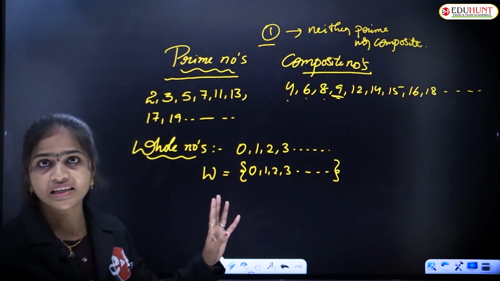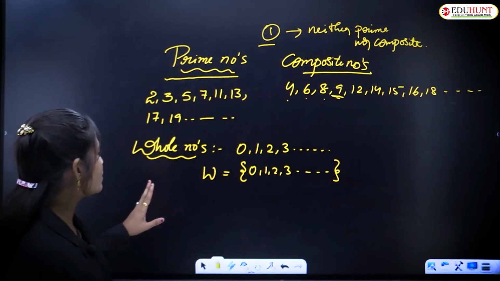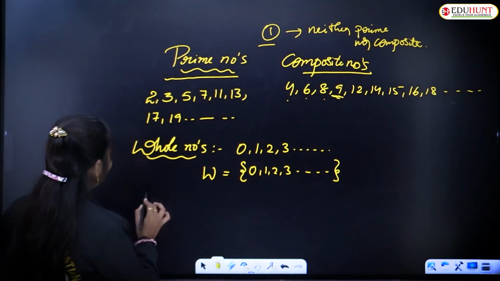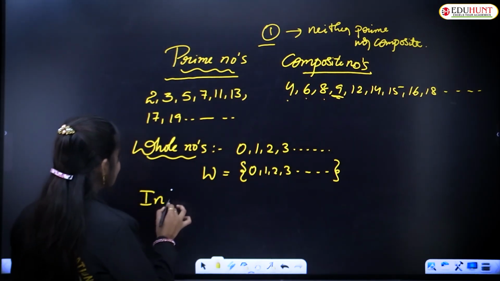Children, you already know about all these types of numbers. So once again we are recalling this concept. After whole numbers we have integers.